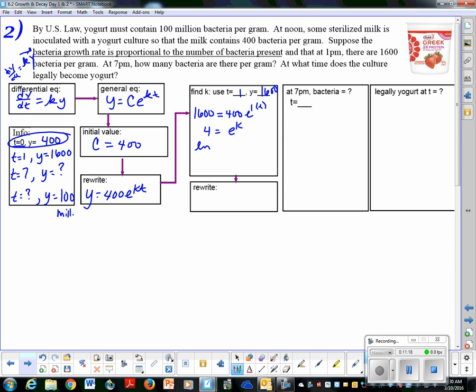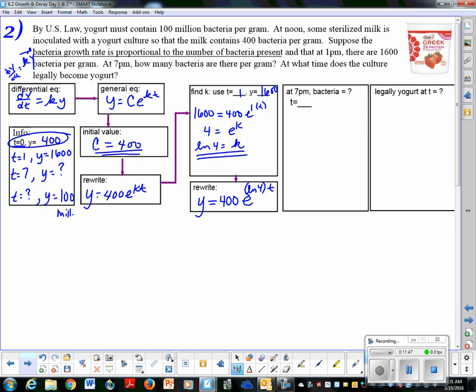Solve out for k and we'll have natural log is equal to natural log of e raised to the k, which will give us just k. Now that I know k and I know my c, we can rewrite this and have a lot of good stuff on our equation here. 400 e to the natural log 4 times t. That's a nice equation to work with.